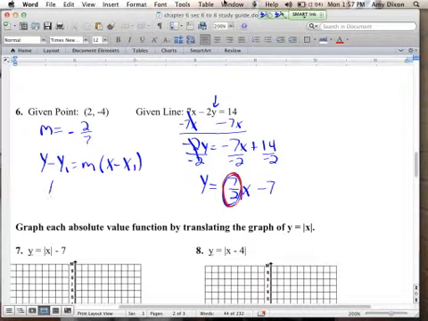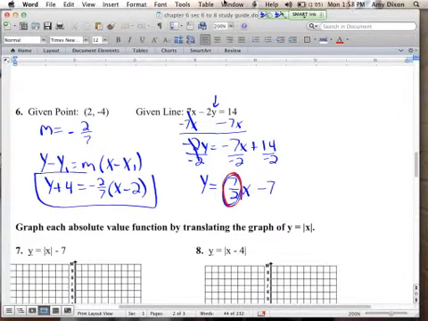All right, we get y minus y1 is negative 4. I'm going to go ahead and change that to a plus 4, skip a step there. M is 7 over 2. Oh no, I'm sorry, that's the slope of the given line. We want the new slope, which is negative 2/7, parentheses x minus 2. And that is our equation in point slope form.